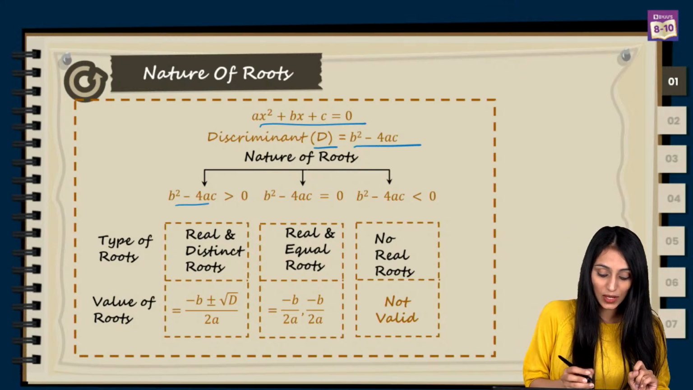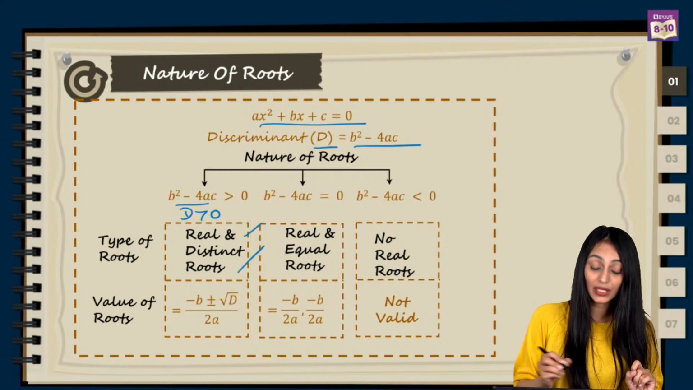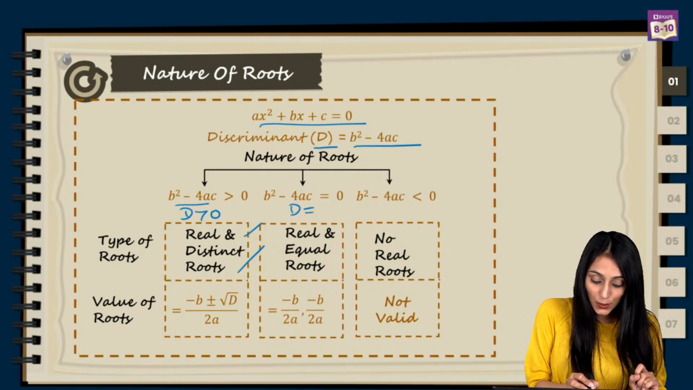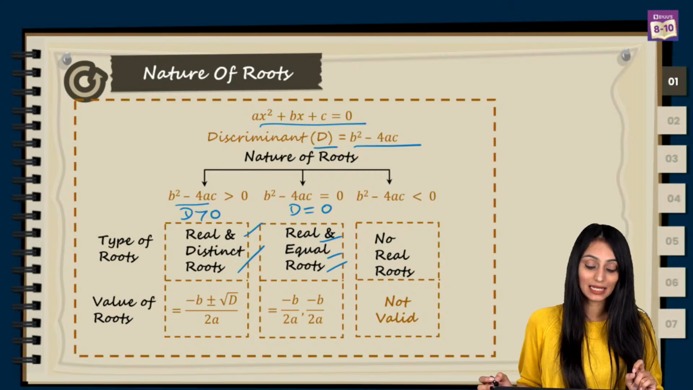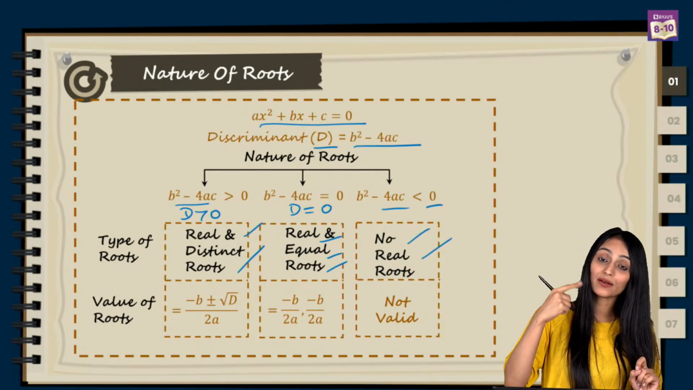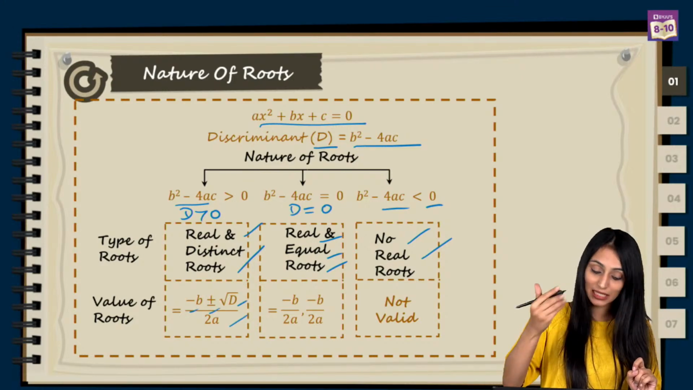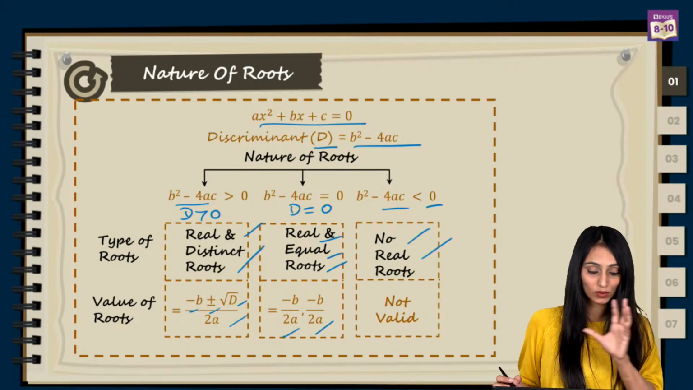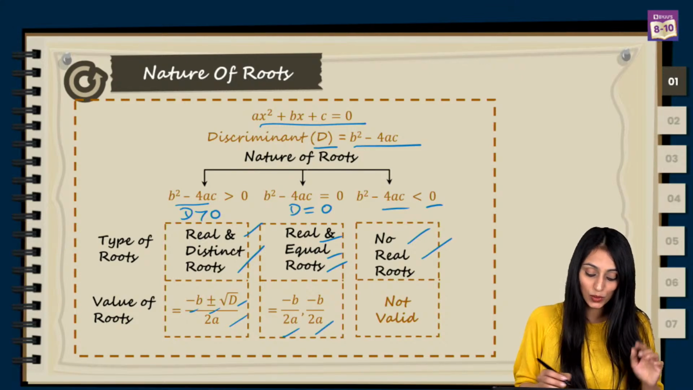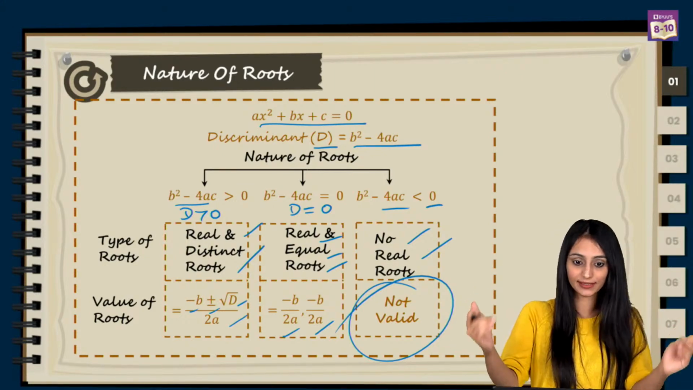So if b square minus 4ac, that means if D is greater than 0, we say that it will have real and distinct roots. If D is equal to 0, we say roots are going to be real and equal. If it is less than 0, we say it has no real roots. So if roots are real and distinct, it is going to be minus b plus minus root D by 2a. If they are equal, that's minus b by 2a. Both of them are going to be equal. And if there are no real roots, then it's not valid. Question ends there. You do not have to solve it further.